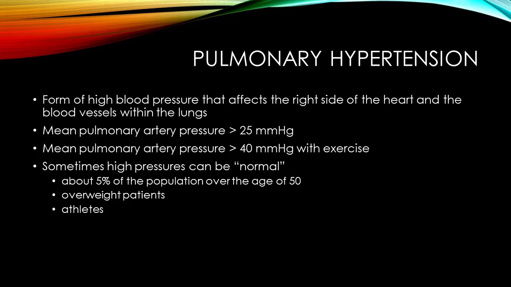So the true definition of pulmonary hypertension is a form of high blood pressure that specifically affects the right side of the heart, and it comes from high pressure within the blood vessels in the lungs. We're able to actually measure the pressure in the pulmonary artery, and so a pressure greater than 25 millimeters of mercury is what we pulmonary hypertension physicians become concerned by. There's also another pressure called the mean pulmonary artery pressure, and if this becomes greater than 40 as a patient is exercising, that's also concerning.